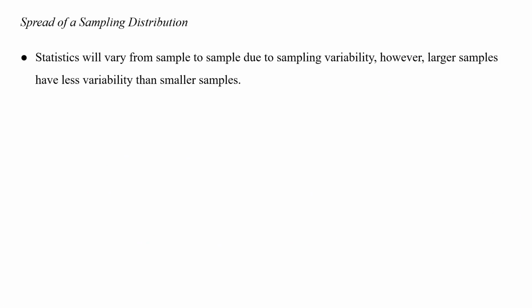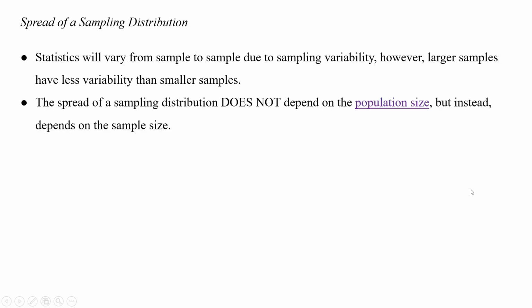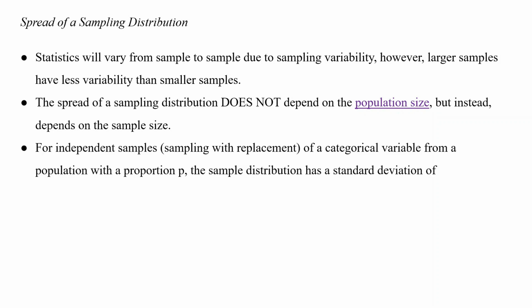The last thing we want to talk about is the spread, the standard deviation. Now, we know that statistics vary from sample to sample due to natural sampling variability. But we also know that larger samples are going to have less variability than smaller samples. That was another thing we saw in that activity. Larger samples have less variability. The spread of the sampling distribution does not depend on the population size, but instead it depends on the sample size. And this is a very important thing to note. No matter what your population size is, it does not matter, but it does depend on your sample size.